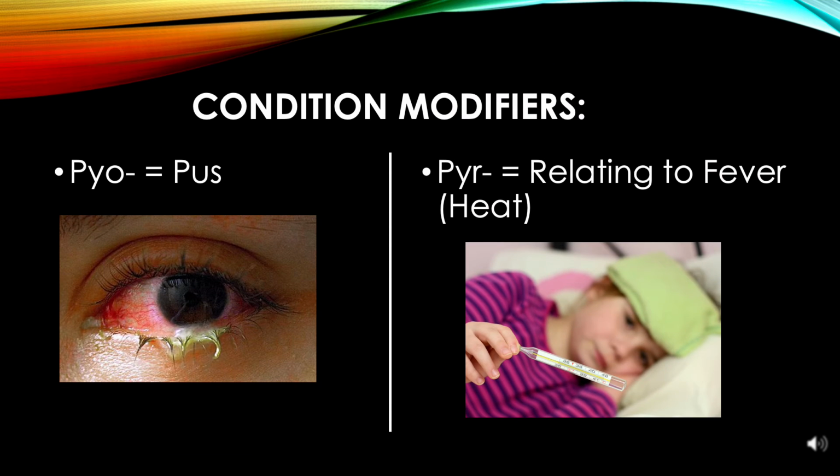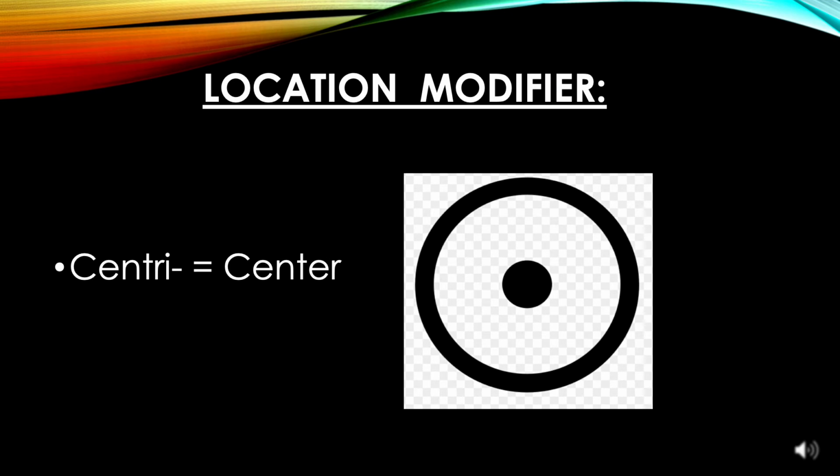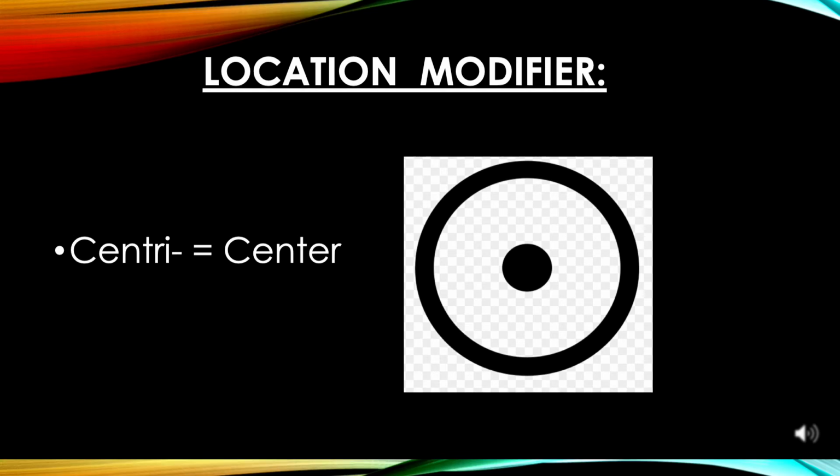Two more examples of condition modifiers are pyo, which refers to pus, as shown in the diagram, and next example is pyr, which refers to relating to fever or heat. In the diagram given below, the child is having a fever. Next example explains the location modifier. Centri means center, as shown in the diagram.